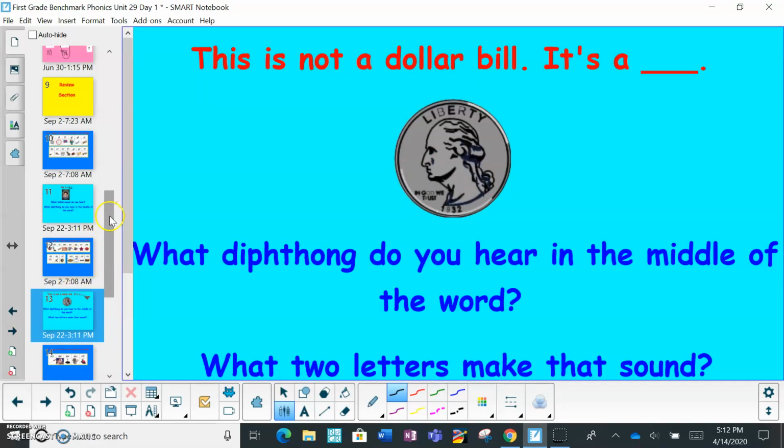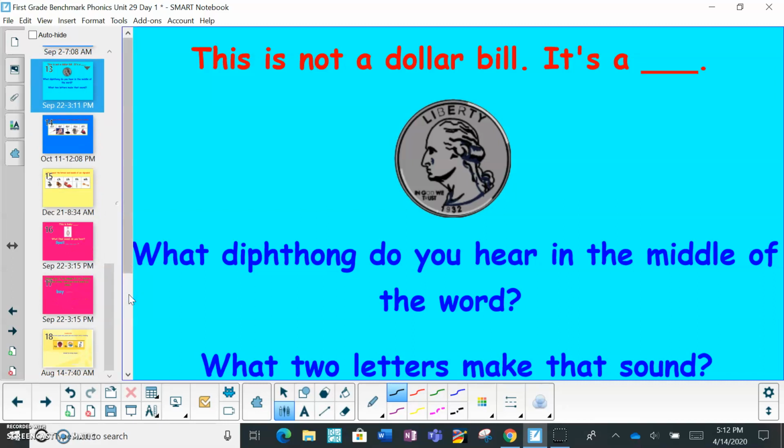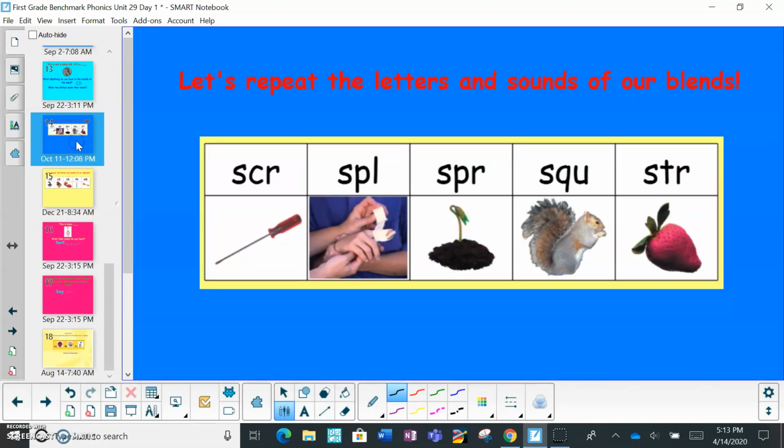All right, this is not a dollar bill, but it is some money. It's called a coin. Coin. What diphthong do you hear in the middle of the word? Diphthong is that oi sound. And you are right. It's going to be an O, and because it's in the middle of a word, it's going to be O. What would that be? O-I are the 2 letters that make that sound.